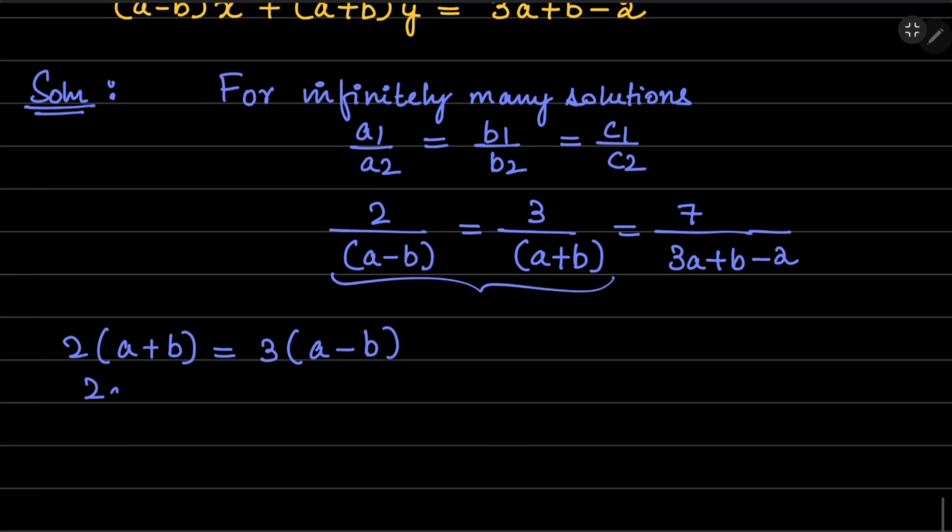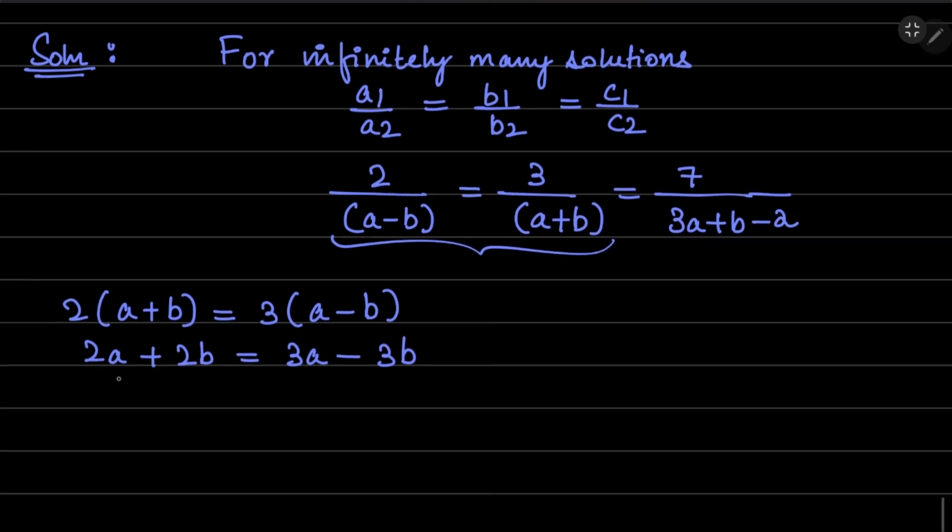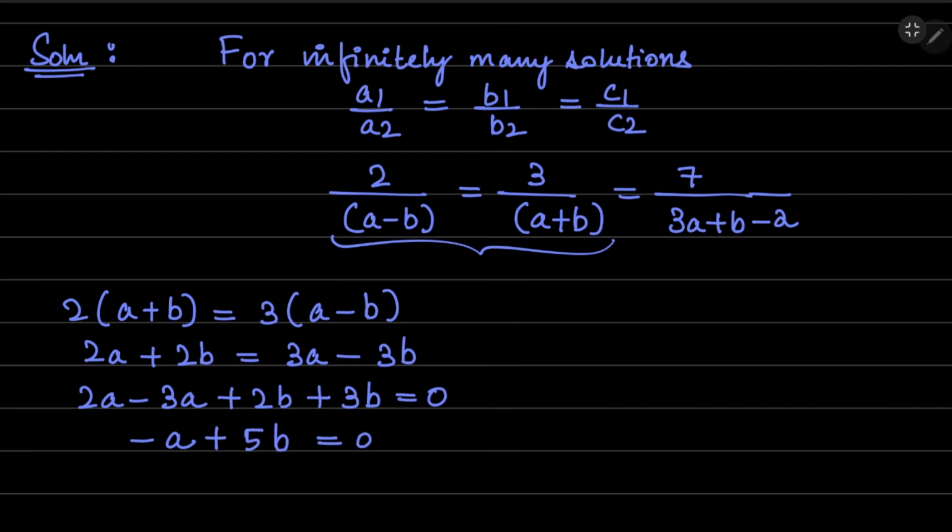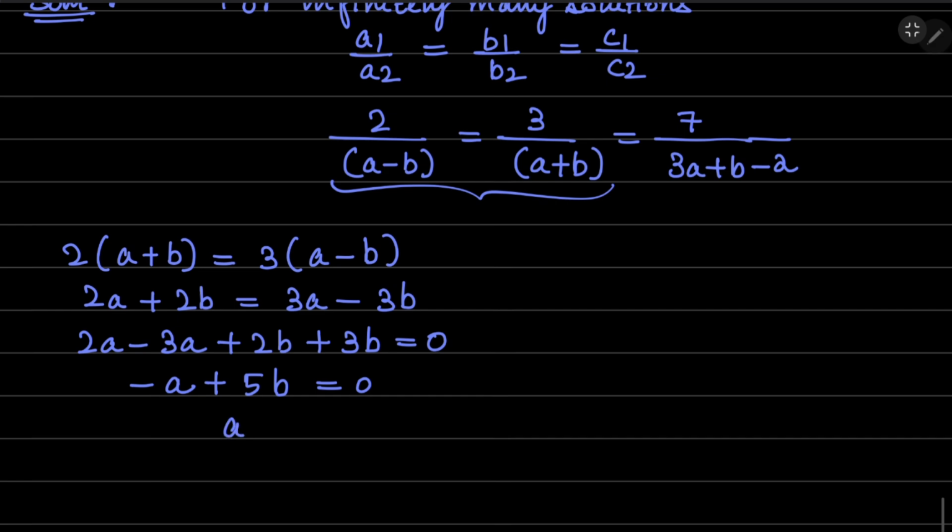Open the bracket, so what do you get? 2a plus 2b equal to 3a minus 3b, right? Bring it all to the LHS, so 2a minus 3a plus 2b plus 3b equal to 0. So what is 2a minus 3a? It's minus a. Plus 2b plus 3b is plus 5b, equal to 0. Take minus a to the other side, so it will become plus a equal to 5b. So this is what you get when you combine the first two ratios.